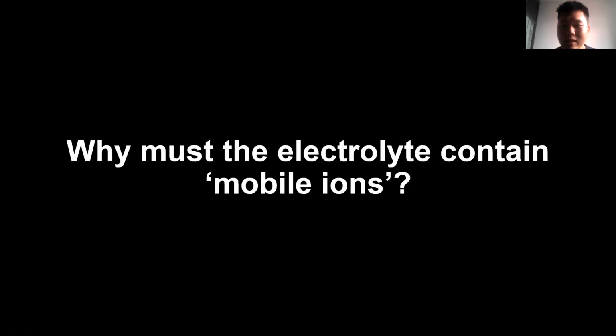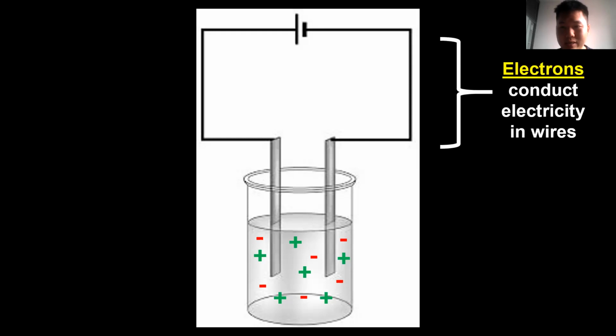So one common question that exam papers will ask is: why must the electrolyte contain mobile ions? I realized that many of the students have difficulty understanding this question, and this is perhaps due to a weak foundation for this topic. So I'll explain why.